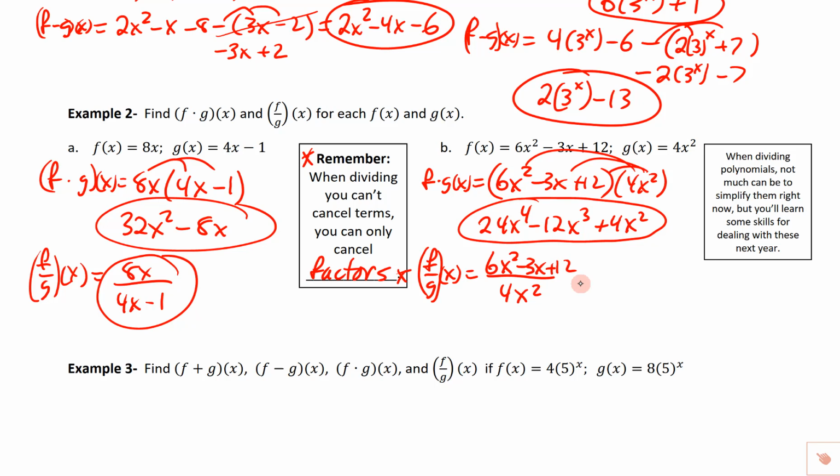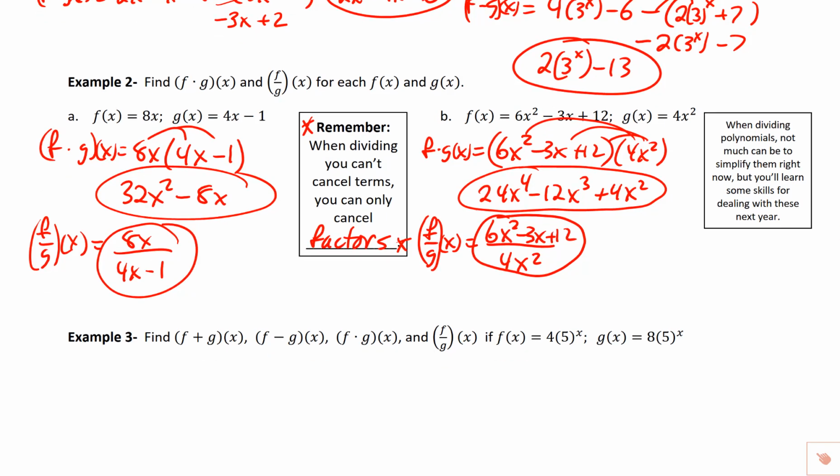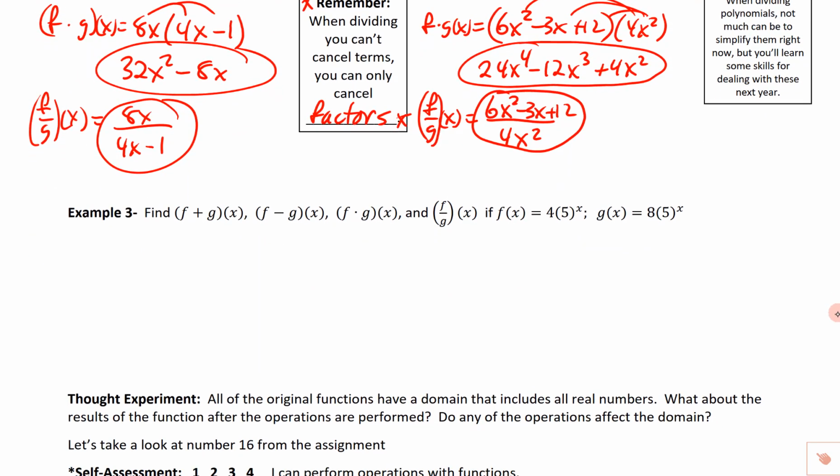So this is it right here. That's all we can do. We can go ahead and circle that. And just a little note here, when we're dividing polynomials, there's really not much that can be done to simplify them right now. You are going to learn some skills later on that will make it so that you can do some simplifying. I'm going to show you a very, very simple type of simplification that we can do on this that'll bring back some stuff that you learned in 7th grade. So let's slide down here and take a look at example number 3.